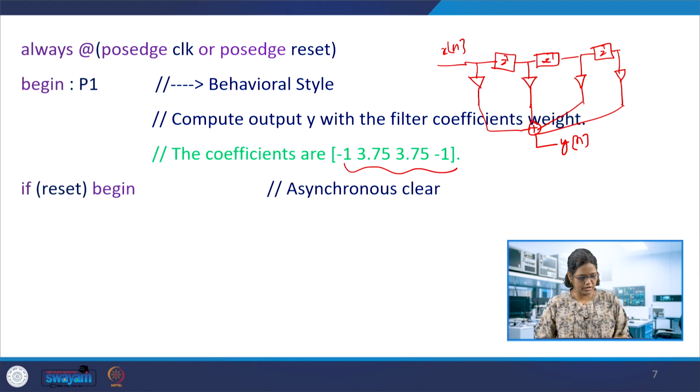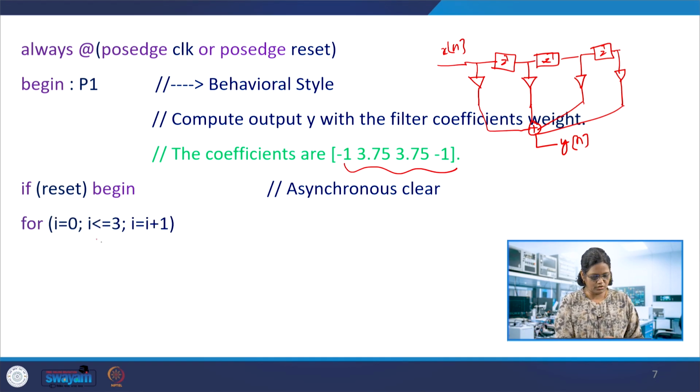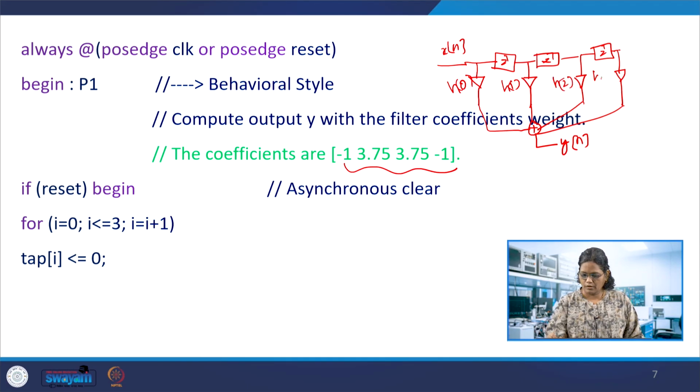Now in the always block, the first statement should be reset. If reset, begin. For I equal to 0, I less than or equal to 3, I equal to I plus 1, the increment is 1. Tap I less than or equal to 0, here is the non-blocking statement. First assign this: if reset is true, then all the taps need to be 0. So H of 0, H of 1, H of 2, H of 3, that is 0, 1, 2, 3, all are 0, and the y output is also 0 in that case.